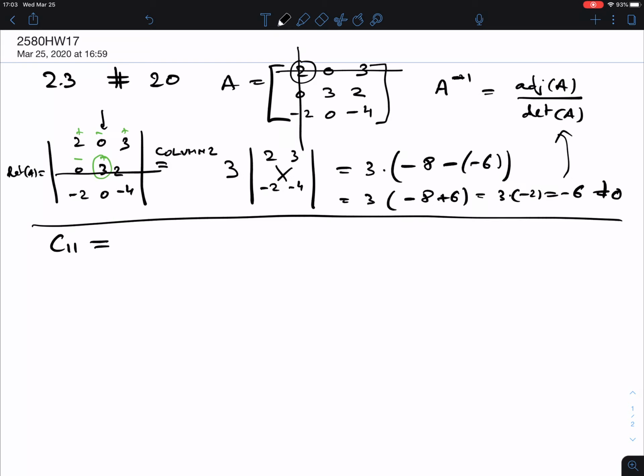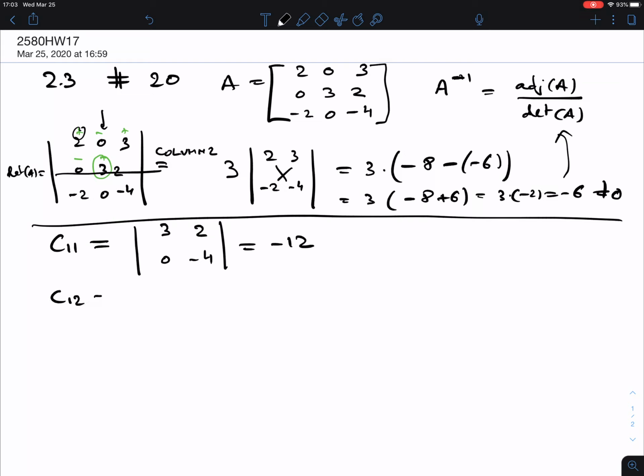And what is the sign? Well, it's a plus sign here, right? Okay, so what's left is 3, 2, 0, negative 4. That is negative 12. There's nothing on the off diagonal. All right, so let's keep going.